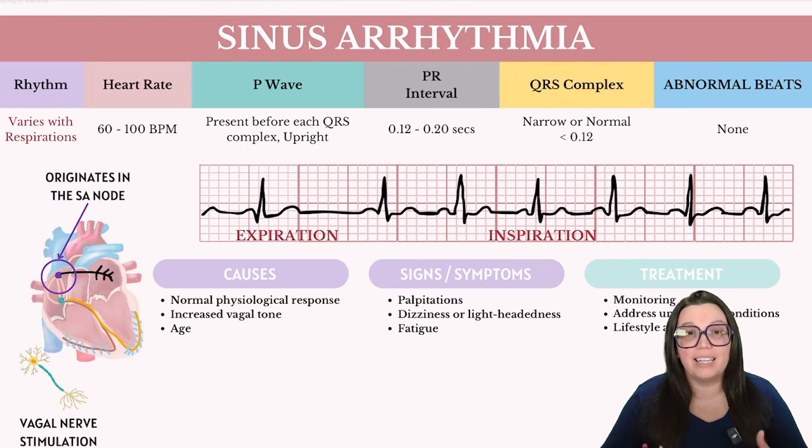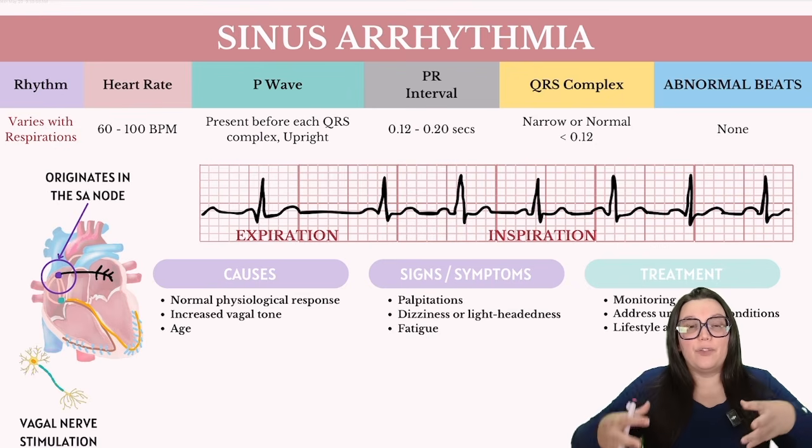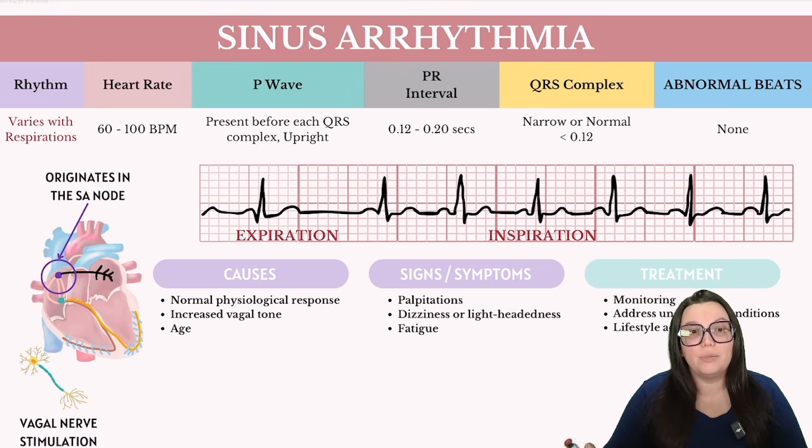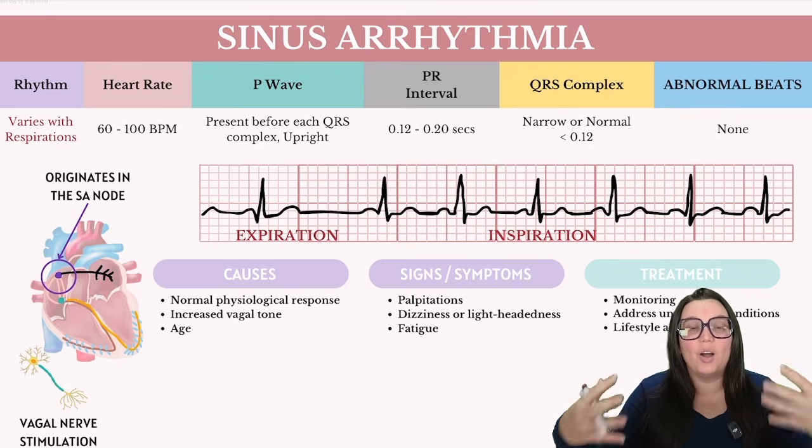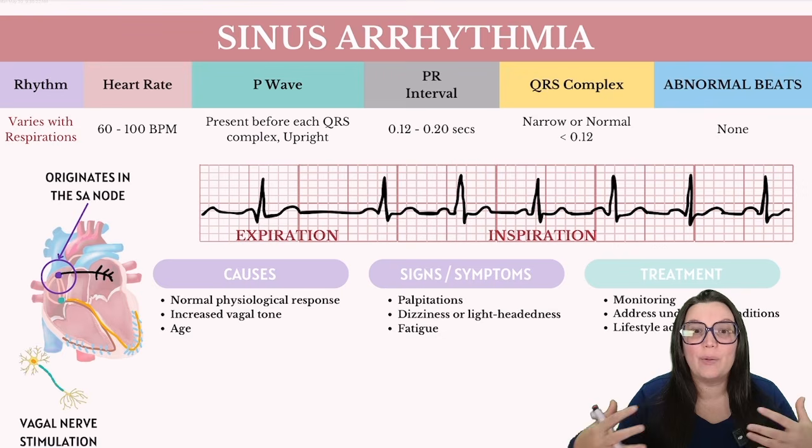So when the lungs inhale, the diaphragm contracts and it pulls downward. At the same time, the muscles between the ribs contract and pull upwards. This ultimately increases the size of the thoracic cavity and decreases the pressure found inside. Because of this, the heart rate is going to increase, allowing more blood to flow back to the heart from the veins, increasing our venous return.